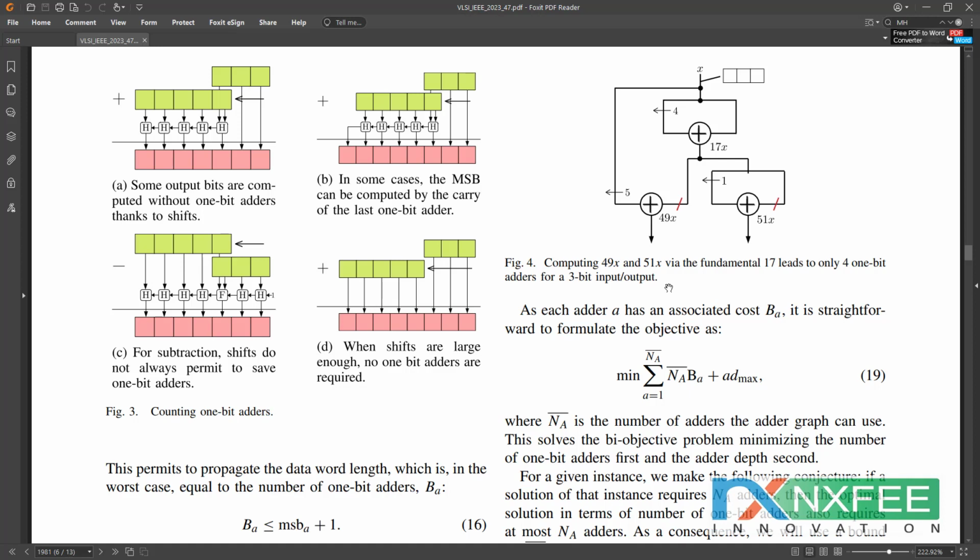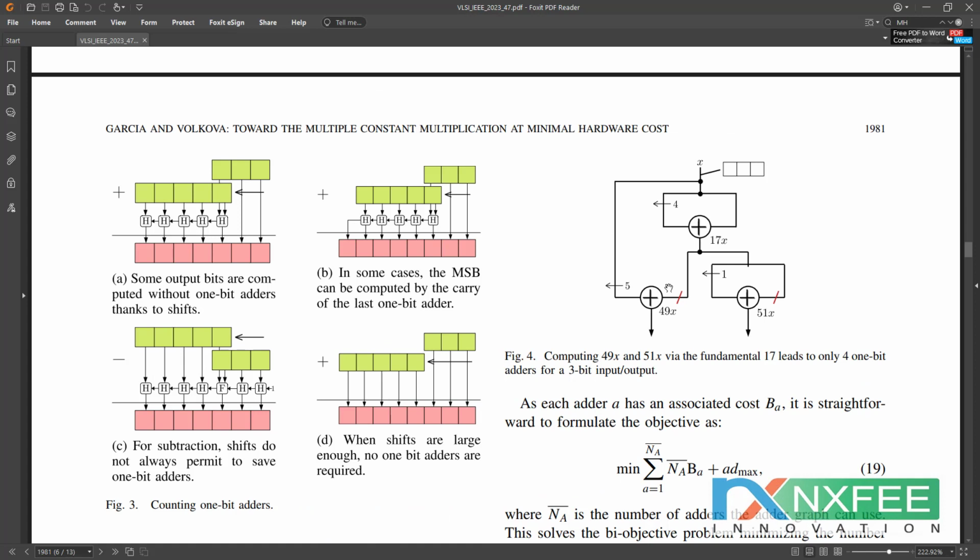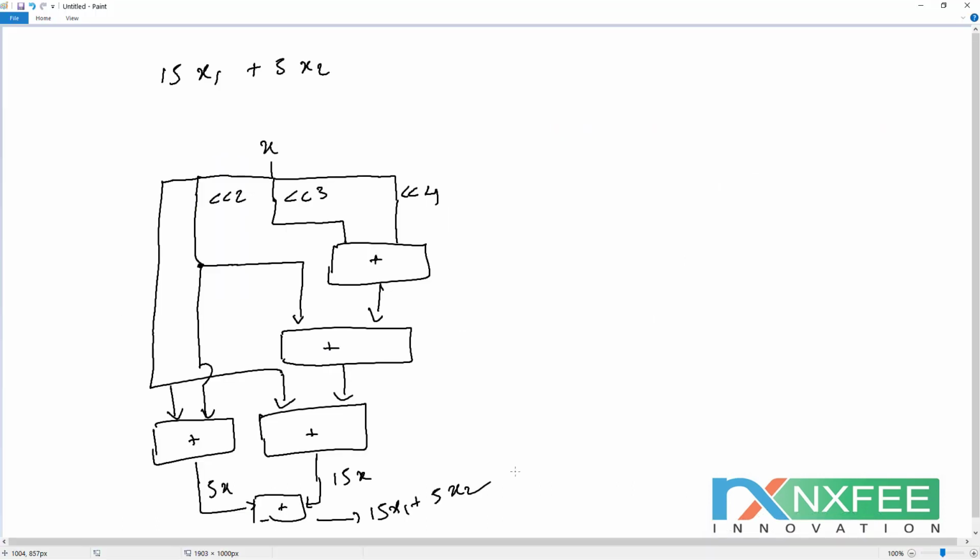Here the coefficients means we will get a number of coefficients: 1, 5, 15, 25, 30, 9, 15. For example, this architecture shows how to design the architecture. This is a reference architecture for 15x1 plus 5x2. Based upon this architecture design, we will create a novelty in this FIR filter design.